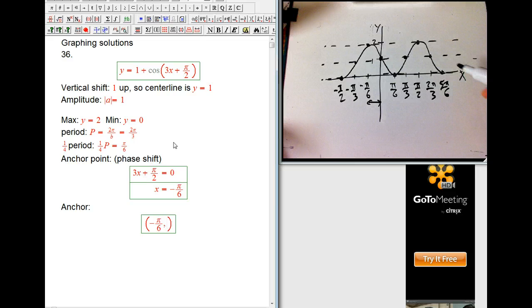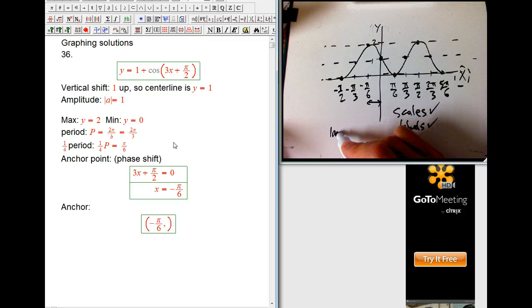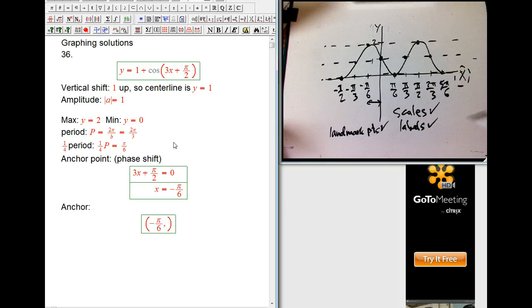Okay, so notice what we've got. We've got a careful scale on each axis. We got axis labels. They're usually going to be x and y for these graphs, but I often use theta or t, so it is very, very important to be careful not to just blindly put x and y. And we've got our landmark points, or our quarter period points, carefully plotted. And then the rest is sketched in between. That's what I require for these guys.